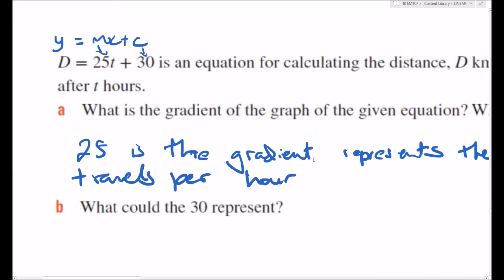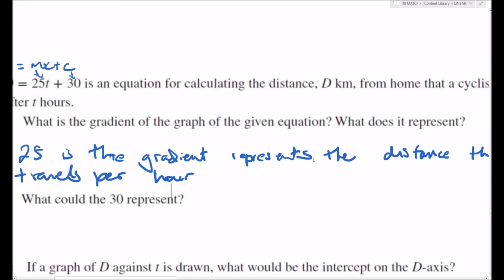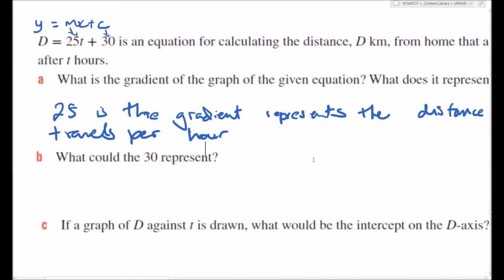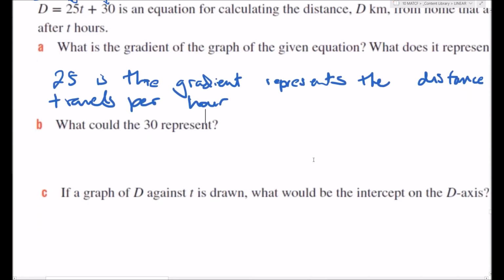Okay, travels per hour. Okay, and the next part B, 30. What could 30 represent? Now, this is an interesting thing.